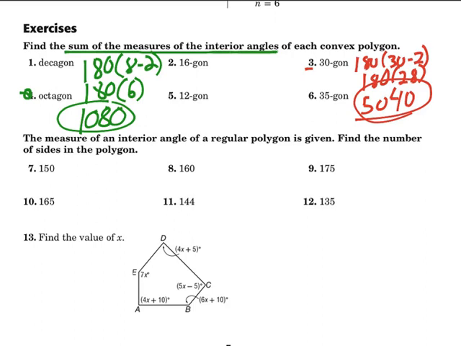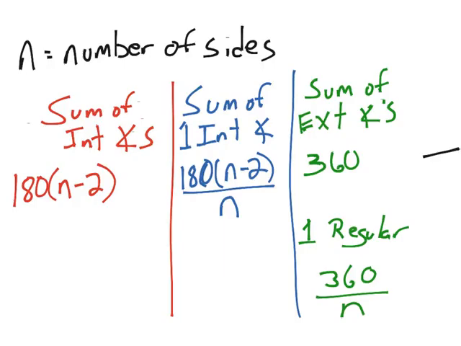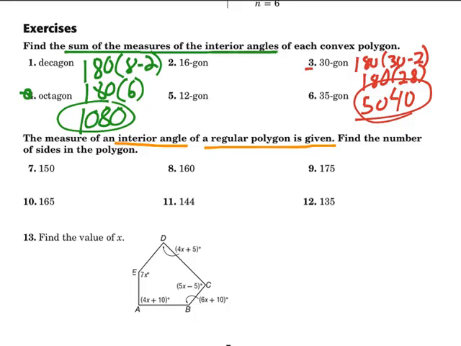Now let's look here at the bottom. These bottom ones say of a regular polygon. Oh, that seems special. And it says the measure of an interior angle. That means one angle, which means we're sticking with this one angle thing. So I'm going to use this formula. So let's pick number 7. So 150. Okay, well, let's just plug stuff in. 180 times 150 minus 2 divided by 150.